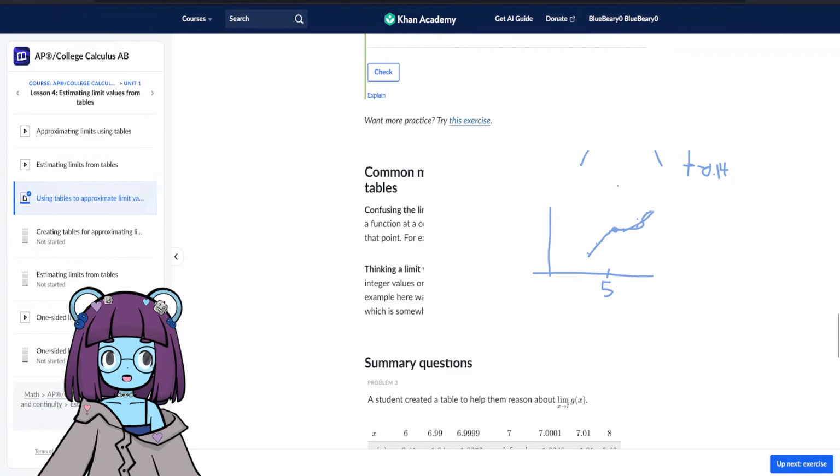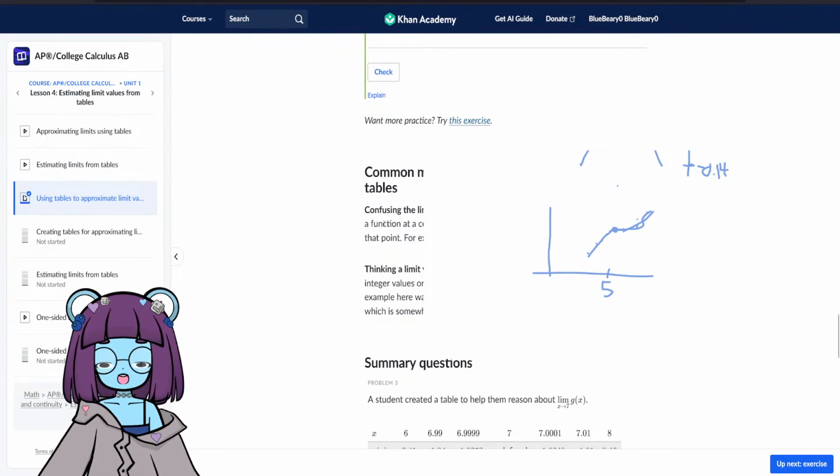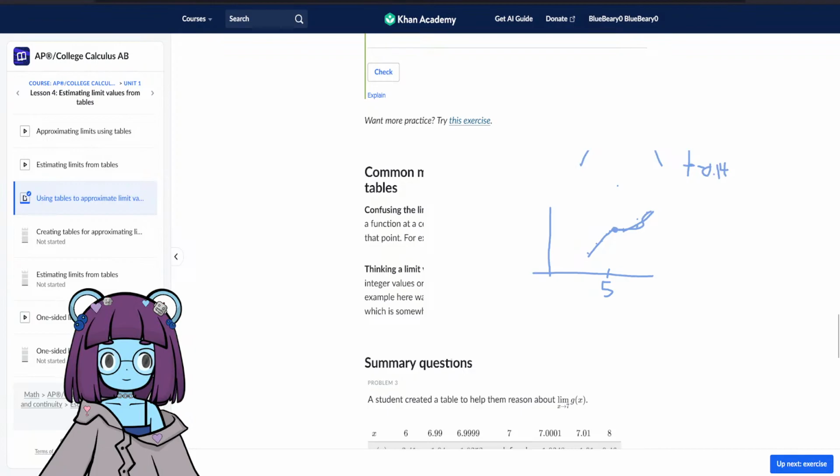Common mistakes when estimating limits from tables. Confusing the limit value with the function value. Remember, the limit of a function at a certain point isn't necessarily equal to the function value at that point. For example, in problem 2, g of 5 is equal to 6.37, but the limit is about 3.68.